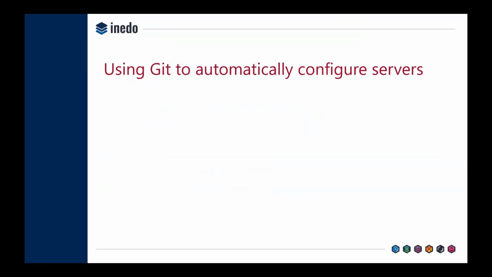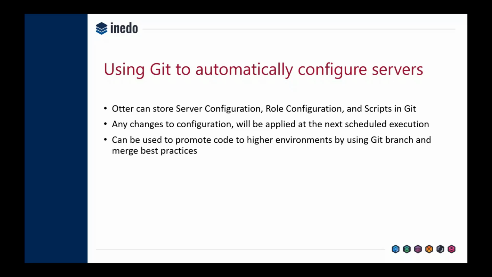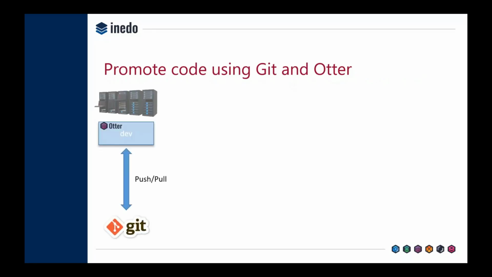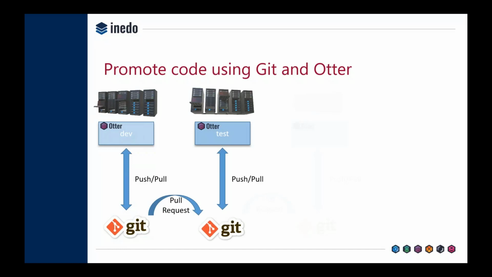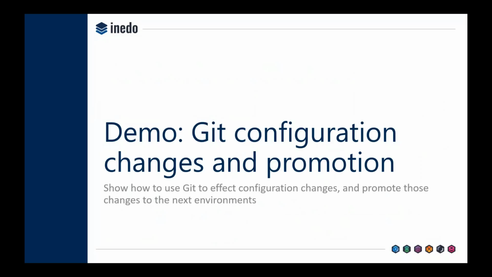So now one of the great things about using Otter is that we can promote our changes to different environments. Otter can store server configuration, role configuration, and scripts in Git. Any changes to configuration will be applied at the next scheduled execution. It can be used to promote code to higher environments by using Git branch and merge best practices. So let's talk about that. If you're starting out in your dev environment, you can push and pull between Git, and then using Git, you can perform a pull request to your test environment, to your staging environment, and then to your production environment. So let's go ahead and demo that.